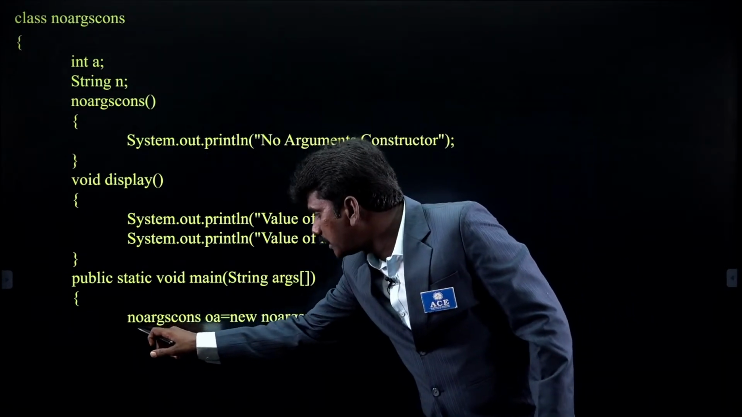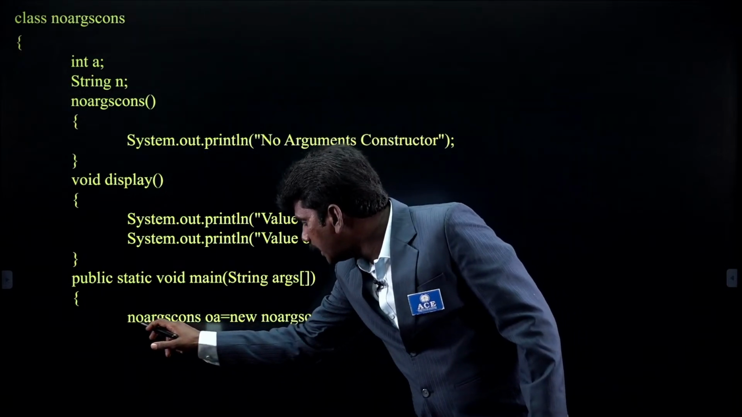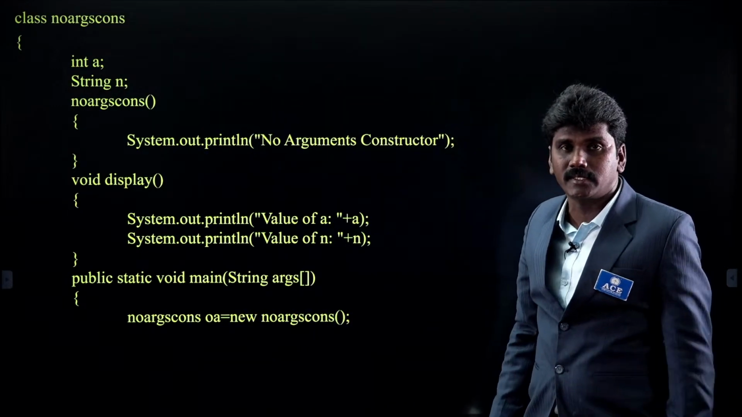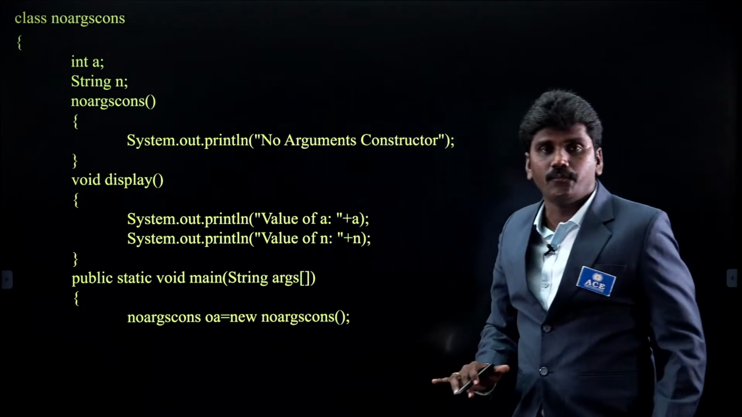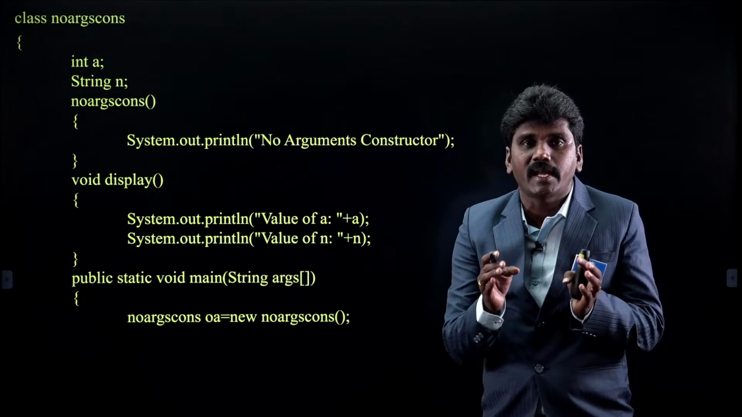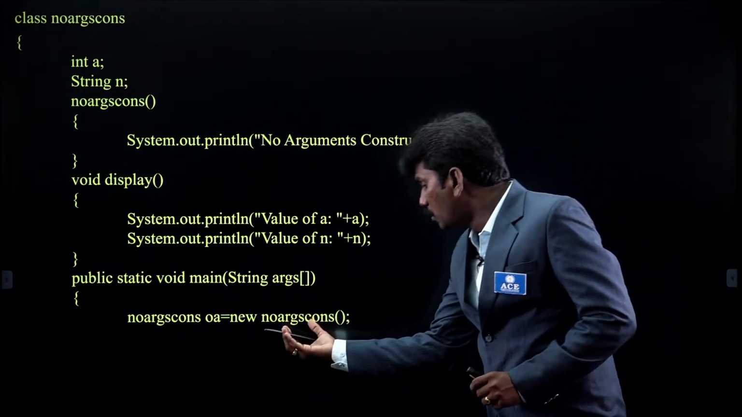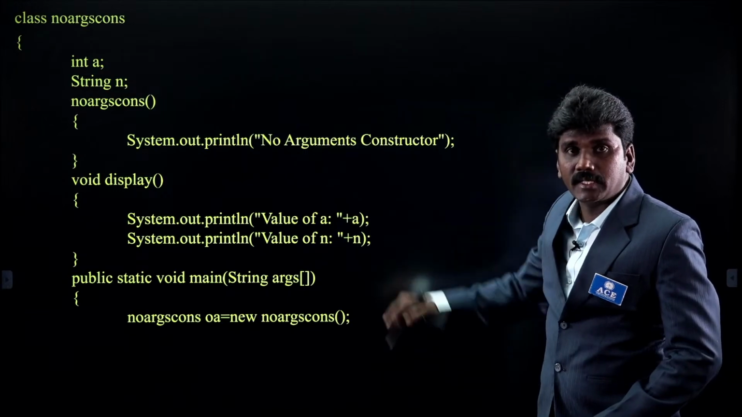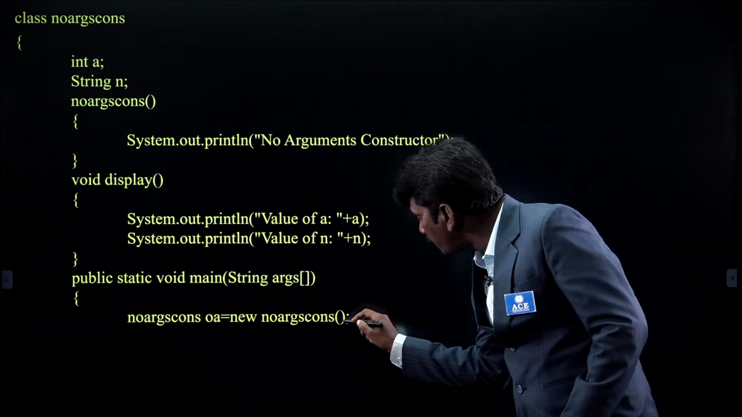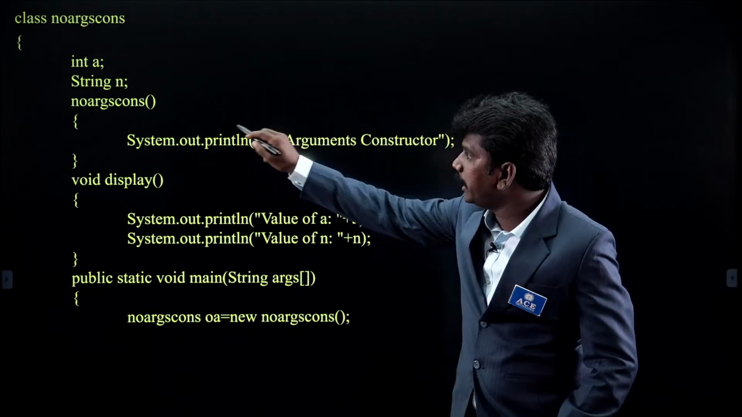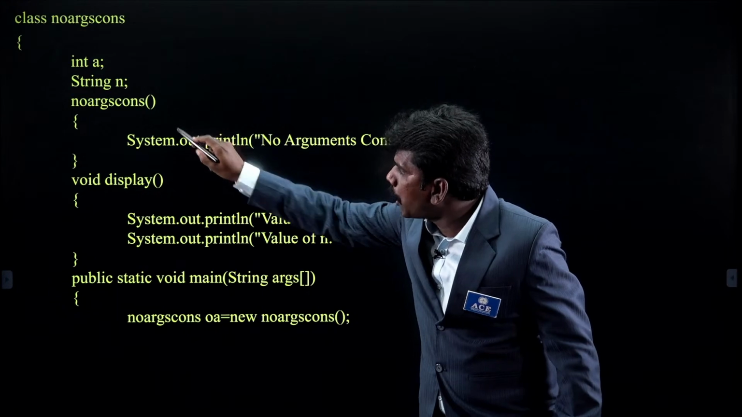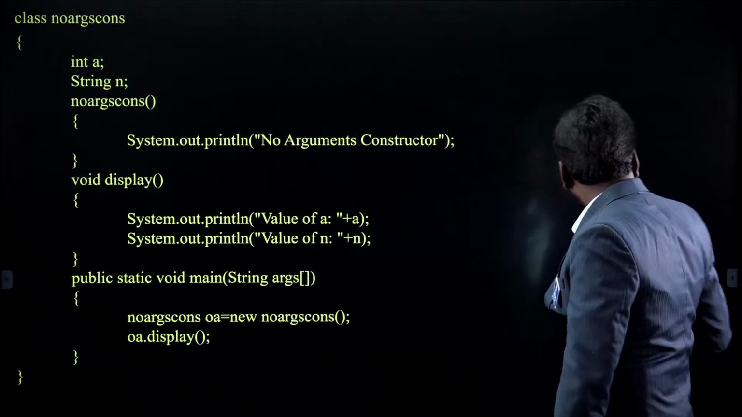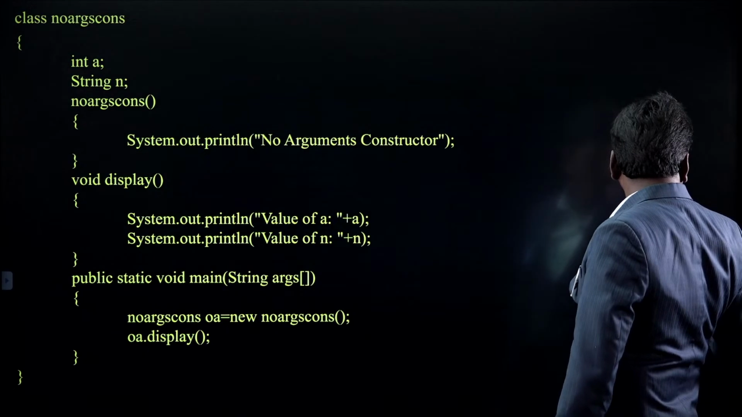So whenever we write this statement, NoArgsCons oA = new NoArgsCons(), the new operator will allocate the memory for the object inside the heap memory, and NoArgsCons with parentheses means it is going to call the constructor without any arguments. Because here we have not used any argument, it is going to check whether the constructor without any arguments is available or not. And then oA.display(). Let us see how this is going to be executed.